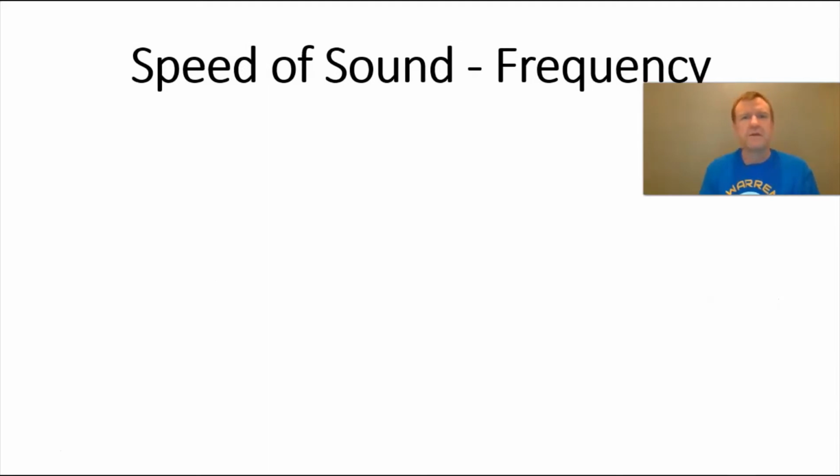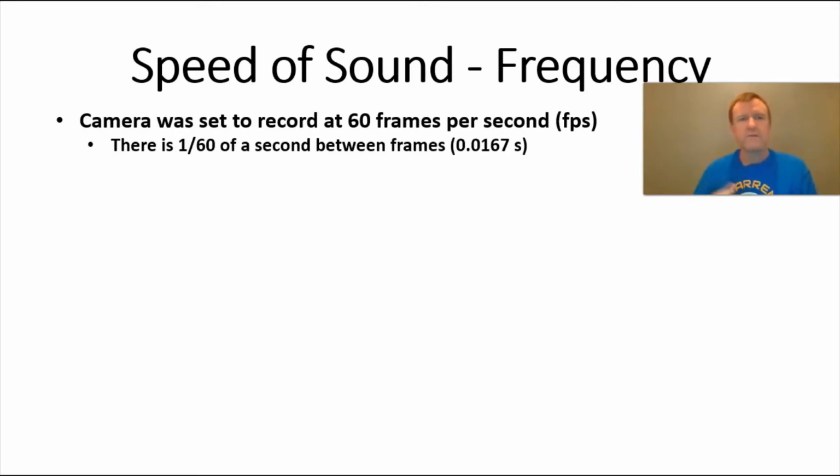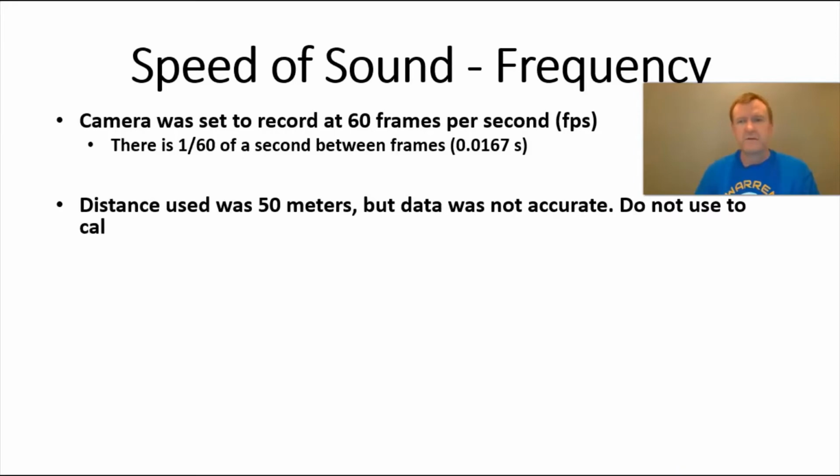All right, so then we looked at frequency. So again, the camera had the same setting, so 1/60 of a second between pictures. The distance, like I said in the video a minute ago, was 50 meters. So I'm not going to use that to calculate speed, but the results were consistent, it seemed, from one hit to the next.